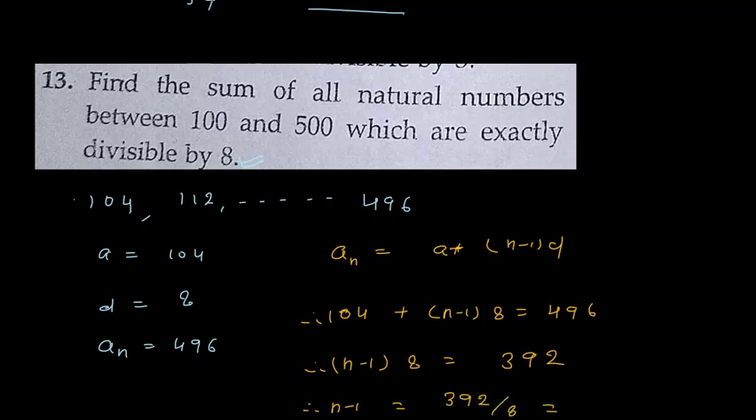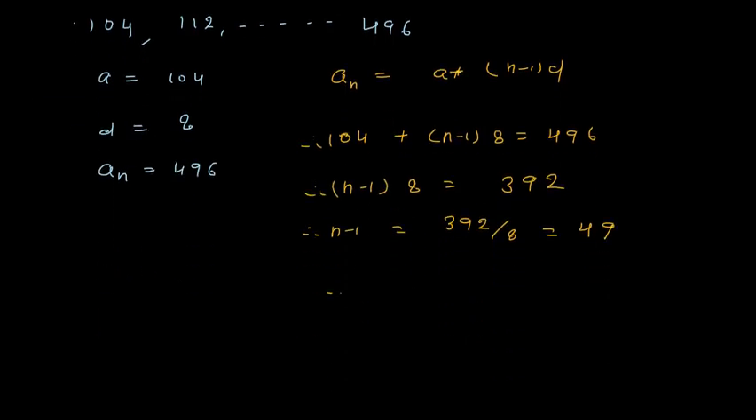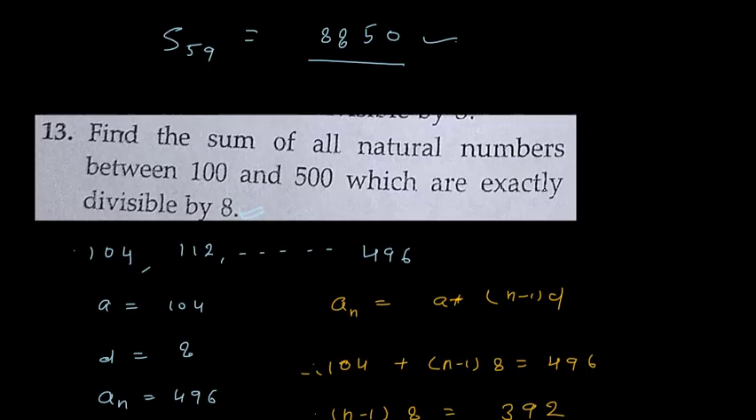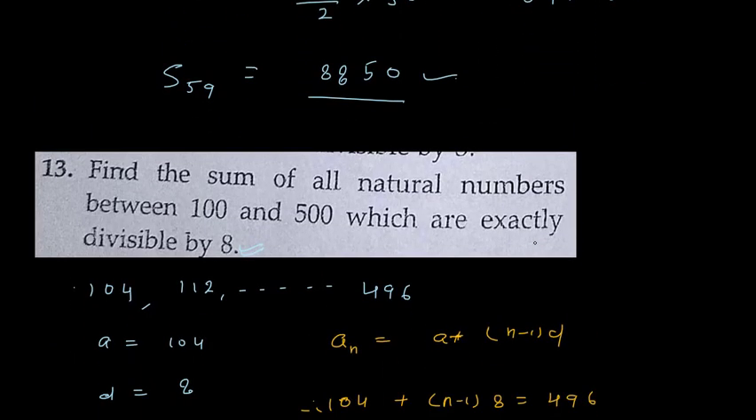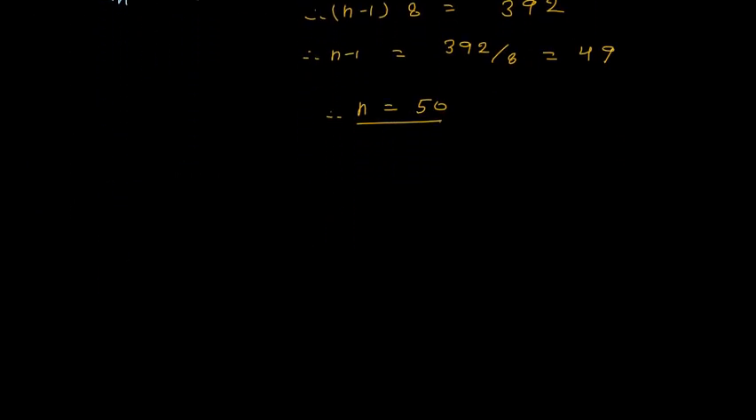So 8 fours are 32, 32, 7, 72, 8 nines are 72. So n minus 1 is 49. Therefore the value of n we will get is 50. So there are 50 terms. Now I have to find the sum of all these natural numbers. So S50 we have to find out.